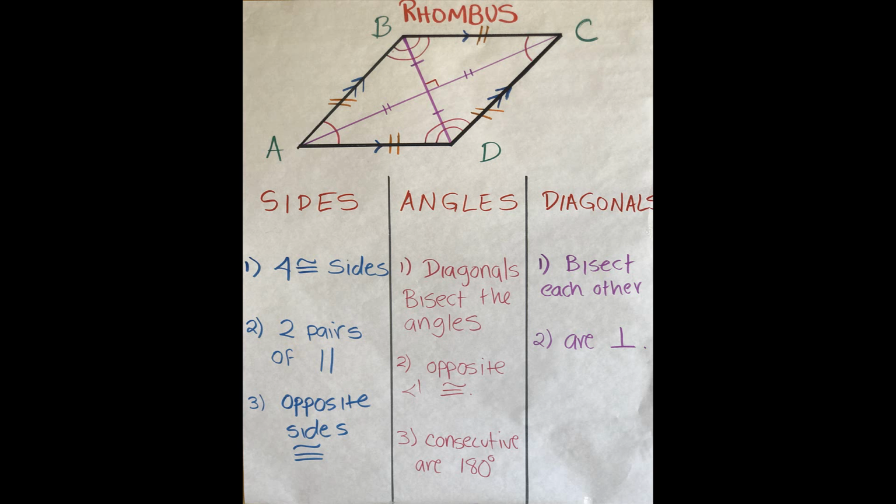For the rhombus, we have four sides that are congruent, two pairs of parallel sides, and opposite sides that are congruent. For the angles, we have diagonals that bisect the angles, opposite angles that are congruent, and consecutive angles that are supplementary. And for the diagonals, they bisect each other and they are perpendicular.